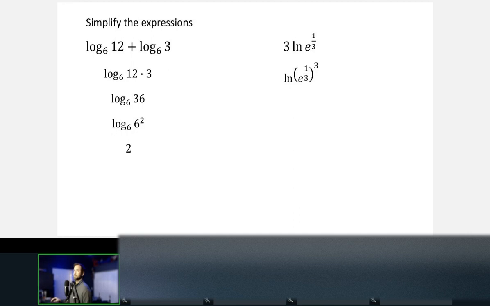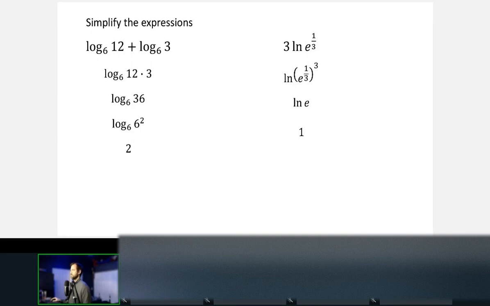And then when you have a power to a power, what do we do to these? A power to a power property. What's a power to a power property going to do for us? Yeah, we multiply them. 1/3 times 3 is 1. So we have natural log of e to the first power, or just natural log e, and then natural log of e becomes what? We should all know this. Whenever we see natural log e, we should immediately know it equals 1.